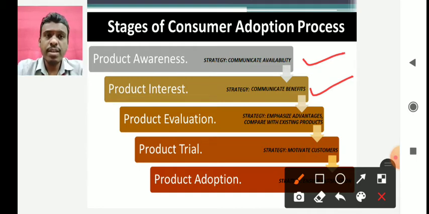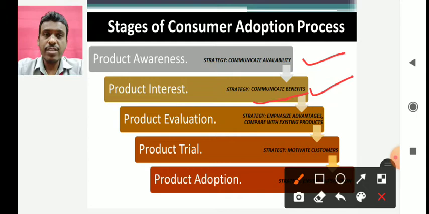So what is the strategy that the company should follow in this case? The strategy the company should follow is communicating the benefits of the product to the consumer. What is the consumer going to gain if he uses this product or if he adopts this product? So this is the second stage.